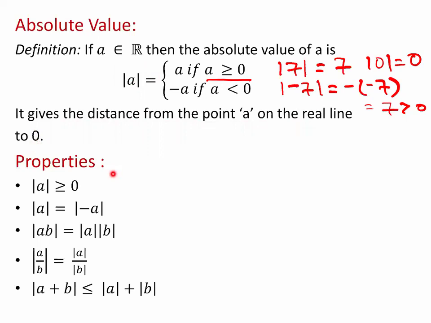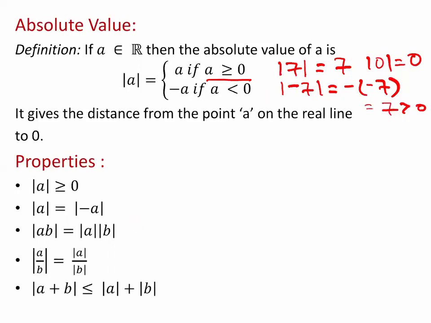There are certain properties of this absolute value. As you saw above in this example, the absolute value of a real number is always greater than or equal to 0. And the absolute value of a negative number and the positive number are the same. Negative A and positive A give one and the same value, as you observed in this example. The absolute value of 7 and the absolute value of negative 7 are one and the same.